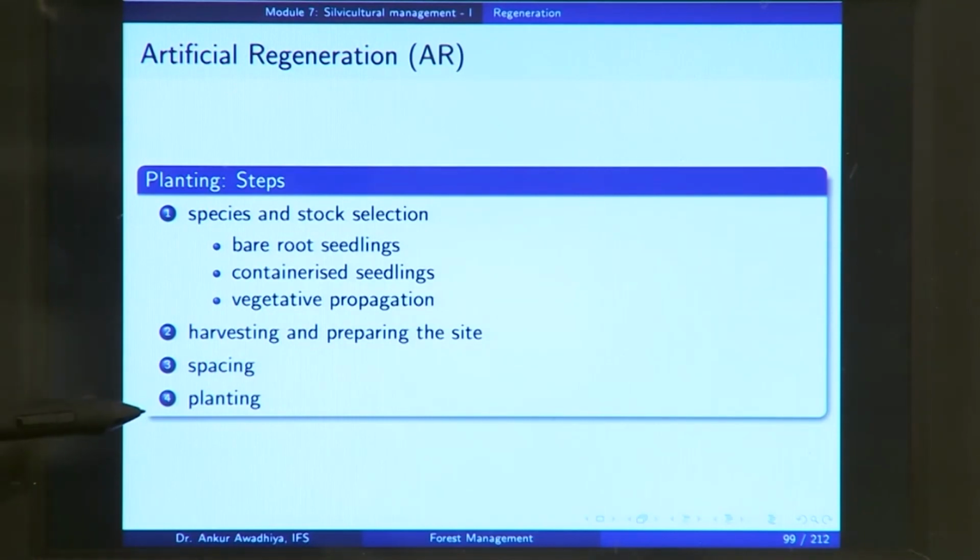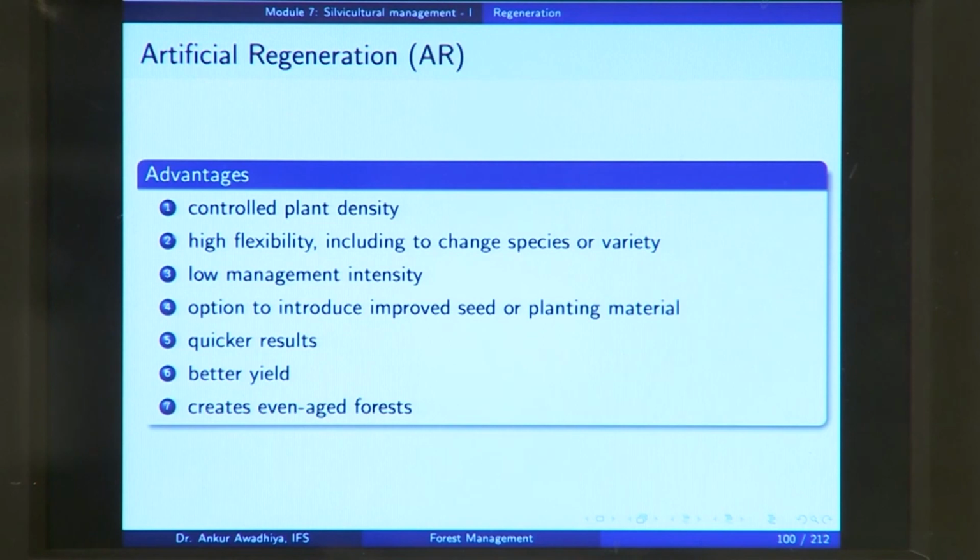And then you go for the planting operation, in which you put your seed into the holes that you have generated. Now, artificial regeneration is preferred because it has a number of advantages. You have a very good control over the plant density.